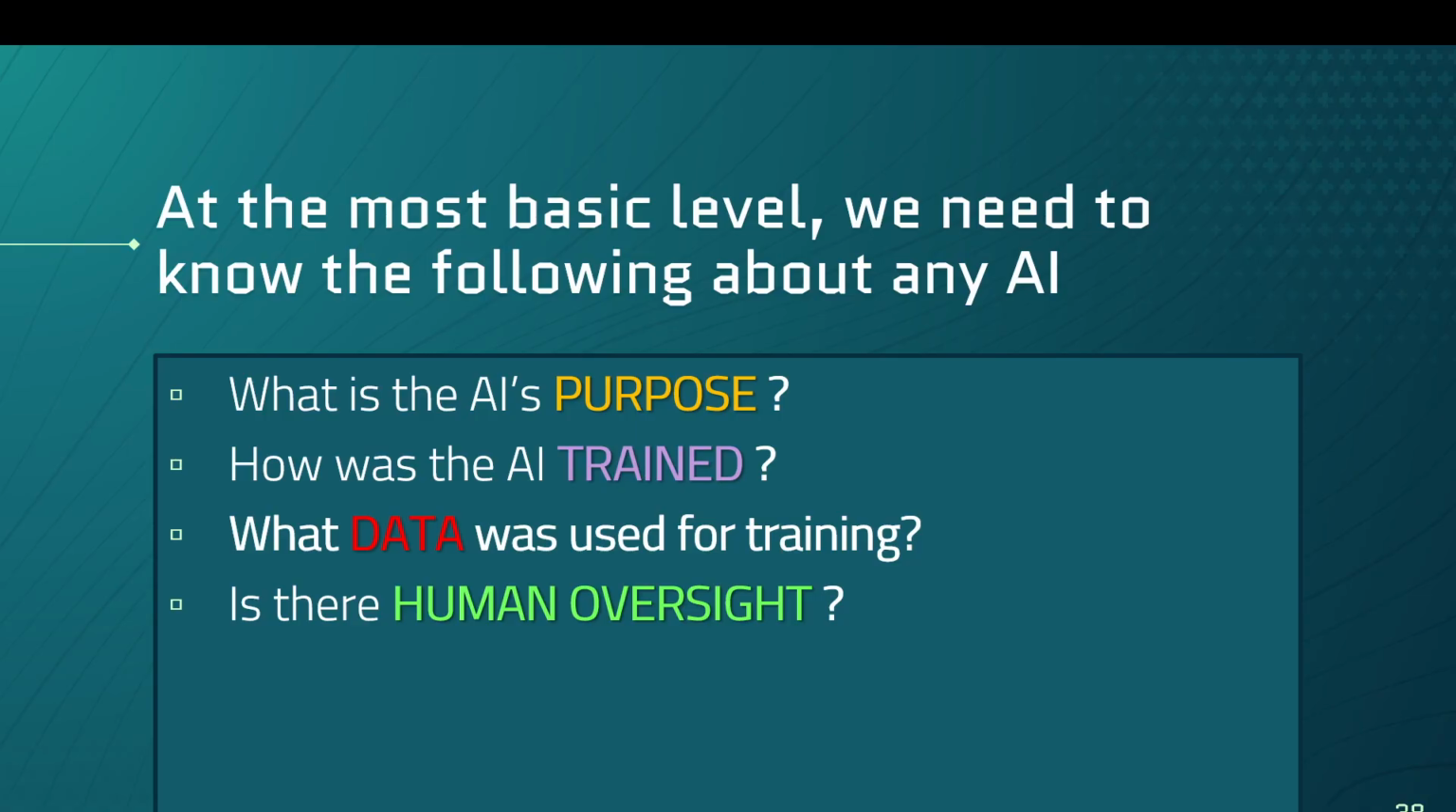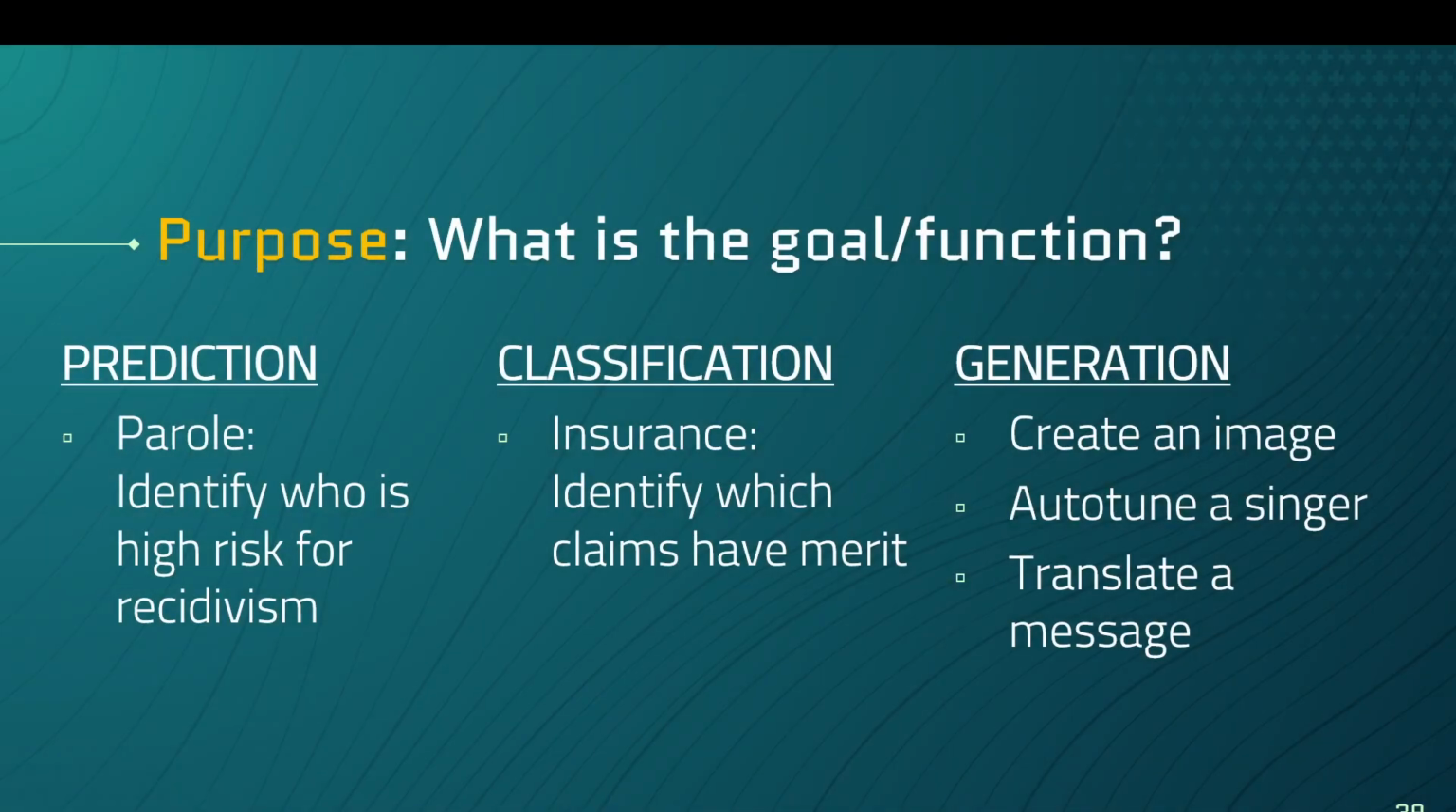And there has to be human oversight at every stage in the AI process, and you need to know what that looks like. If you don't know that there is human oversight, then you can't responsibly use a model. Now, what the purpose, the training, the data, and the human oversight look like is going to vary from model to model. So let's look at each of these components.